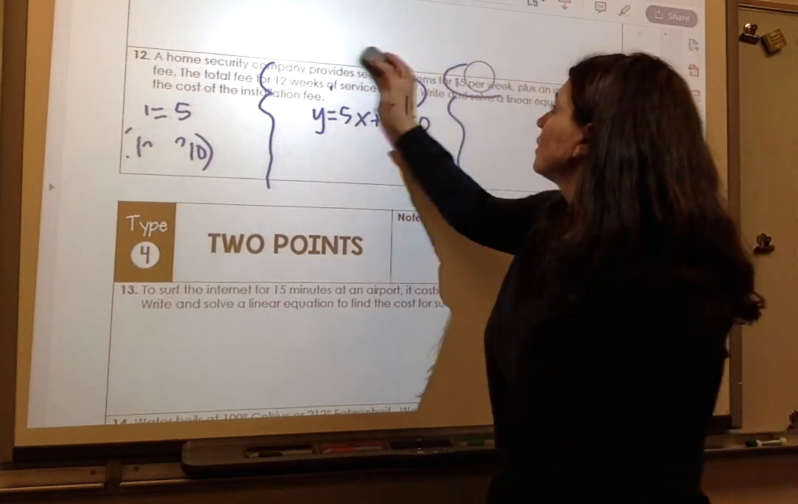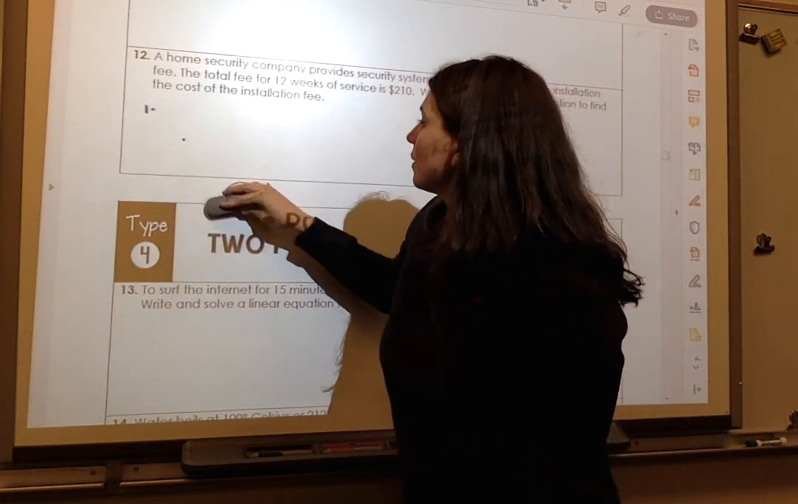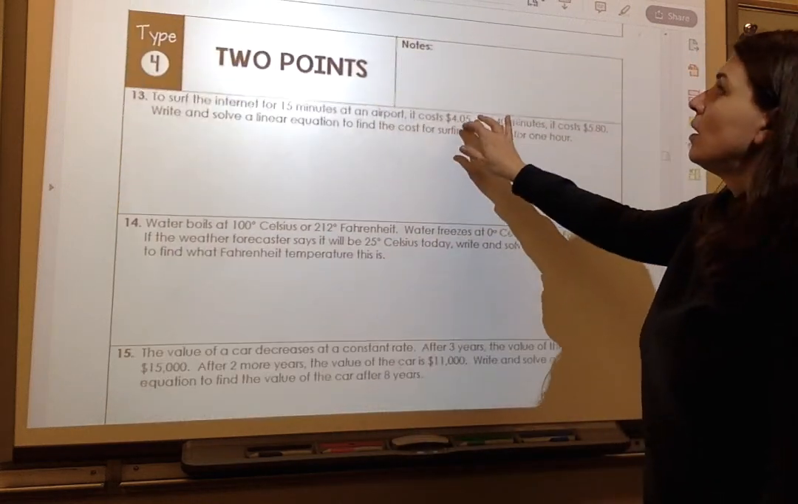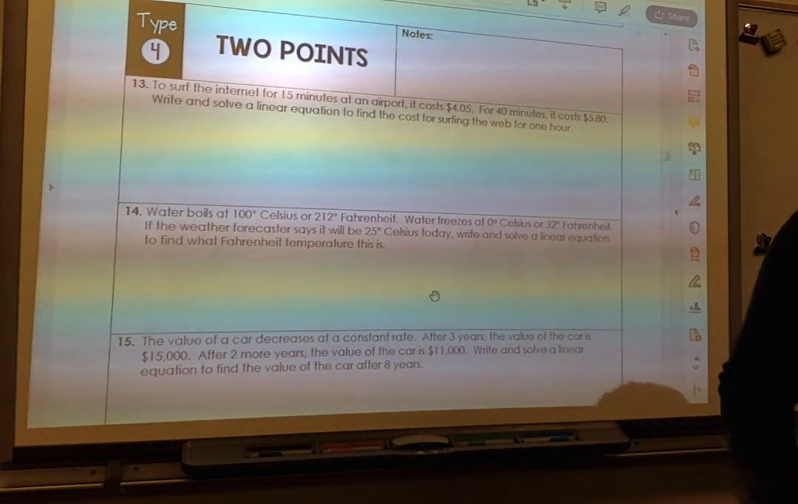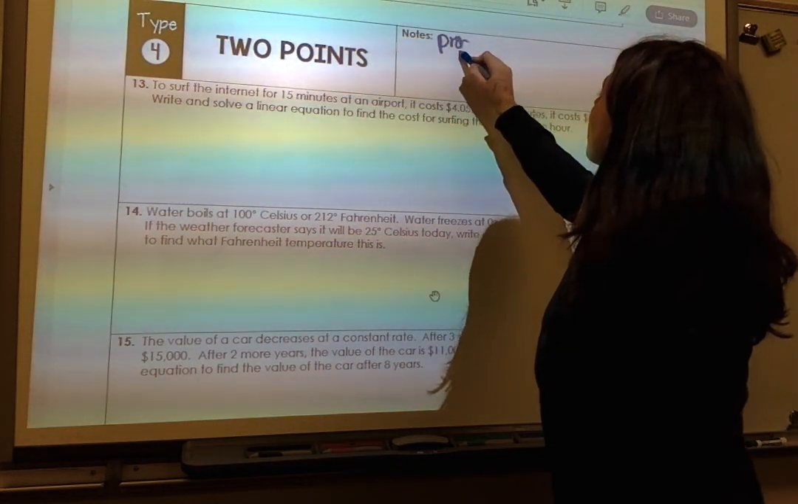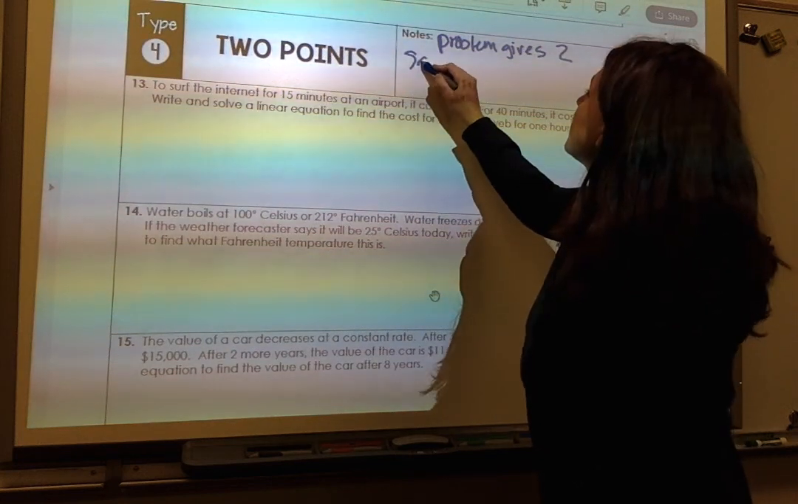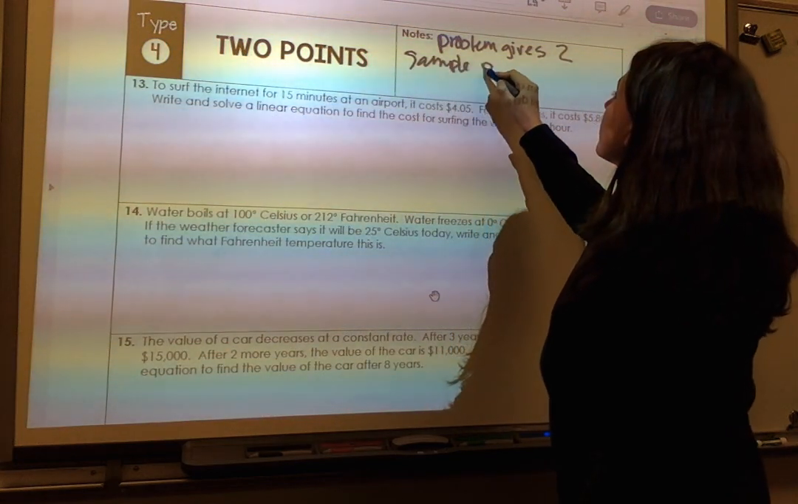Let's look at word problems when you use 2 points. So 2 points is when the problem gives 2 sample points.